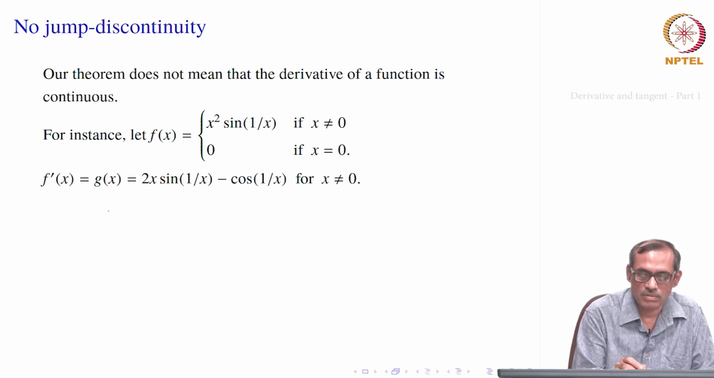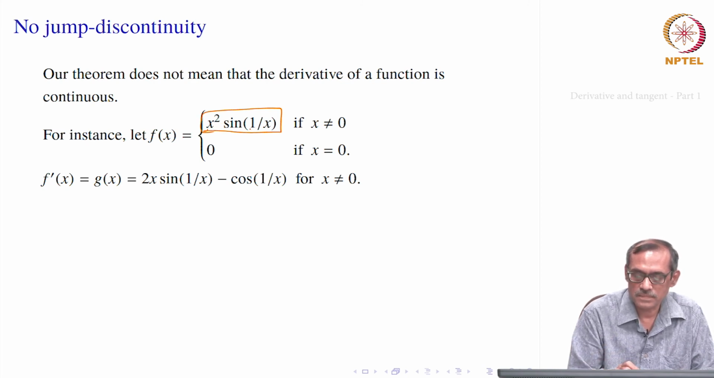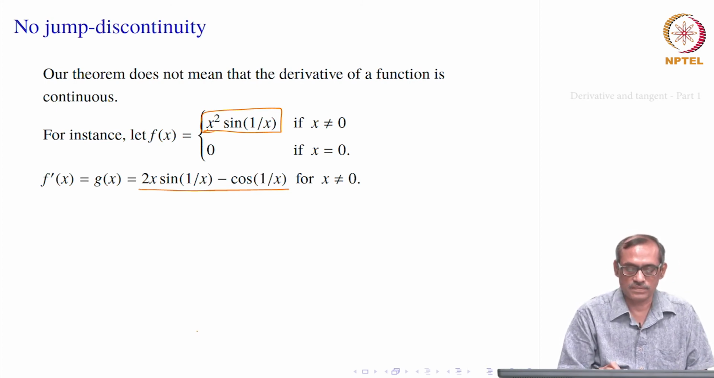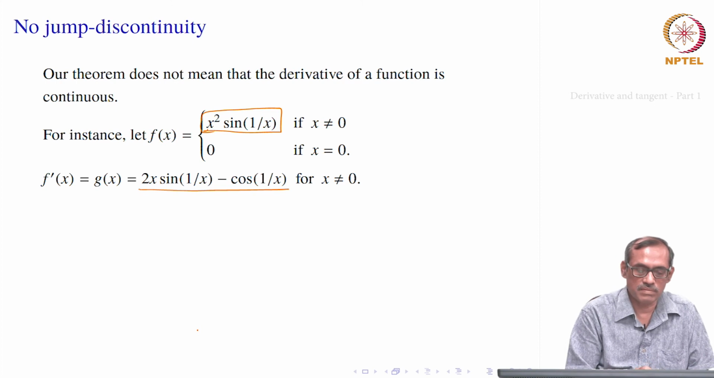When x is not equal to 0, you will discover shortly, we have not done this yet, how to differentiate this product. It is a product of two functions. We know only for x square, we know only for sine. So, using that we will find out soon, or maybe in the next lecture, that the derivative will be 2x sin 1 by x minus cosine of 1 by x, if x is not 0. That is how the derivative will look.